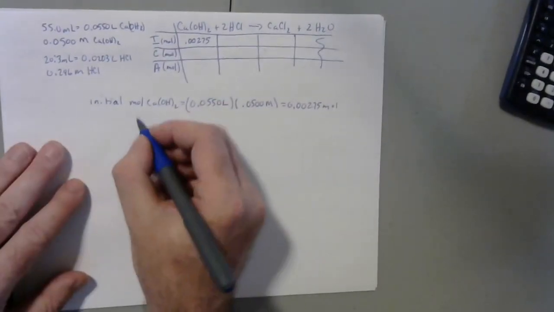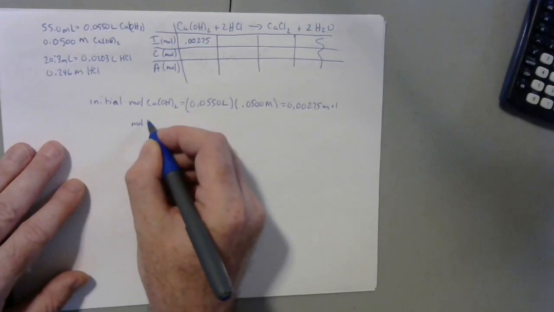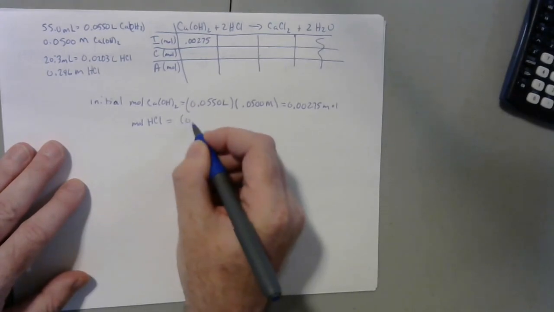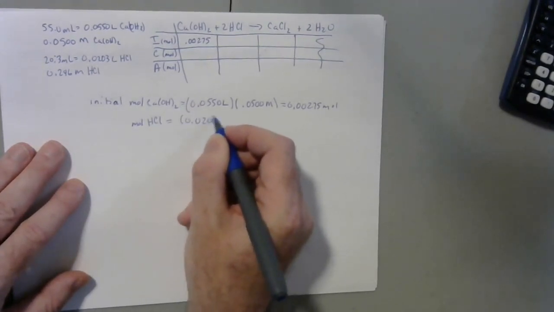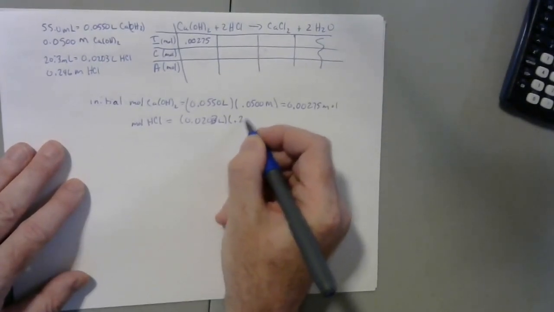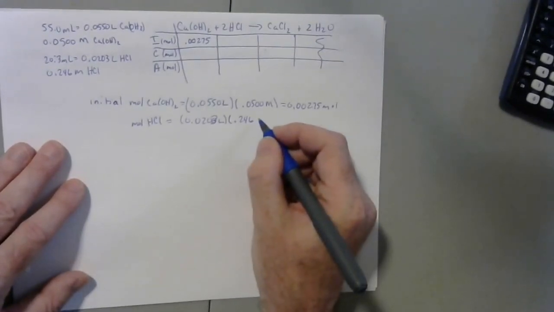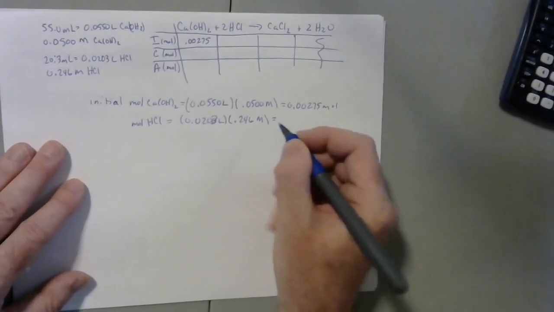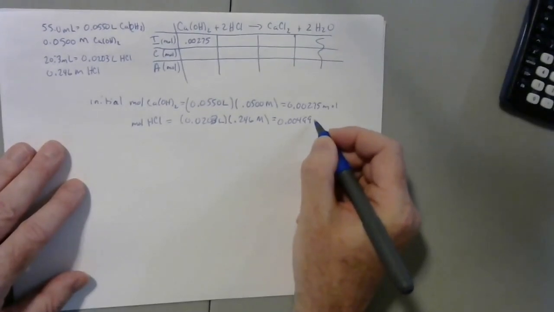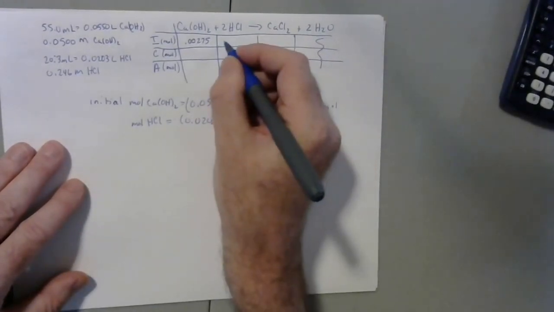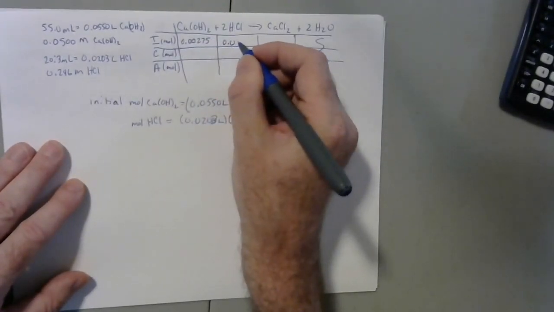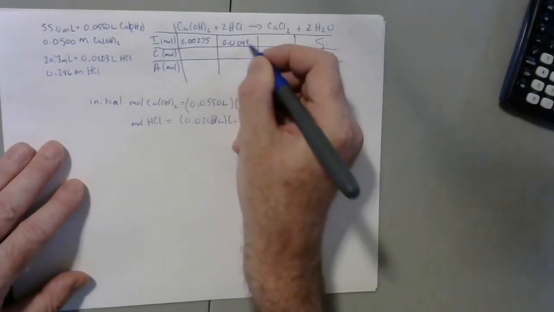So then we just need it for the moles of the HCl. These are again initial amounts. 0.0203 liters times 0.246 moles per liter, which will give me 0.00499 moles. And so we're going to put that up here. 0.00499.